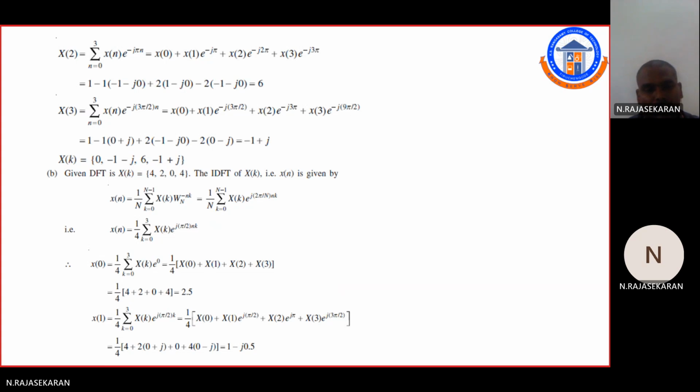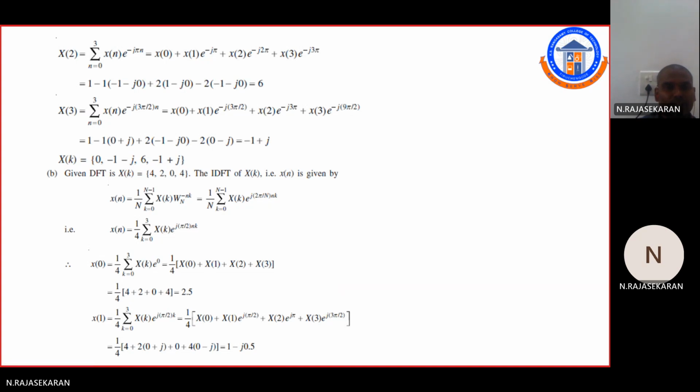Okay. So now the second problem: in the given values x of k, now we have to find the value of x of n. So we go to the inverse method. The equivalent formula is x of n equal to 1 by n summation of k equal to 0 to n minus 1 x of k W n power minus nk. Okay. So 1 by n summation of k equal to 0 to n minus 1 x of k W n power minus nk is nothing but e power j of 2 pi by n into nk.